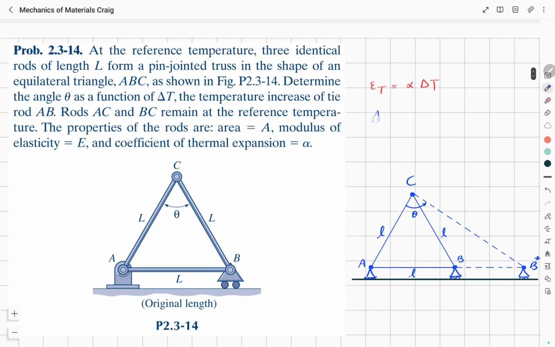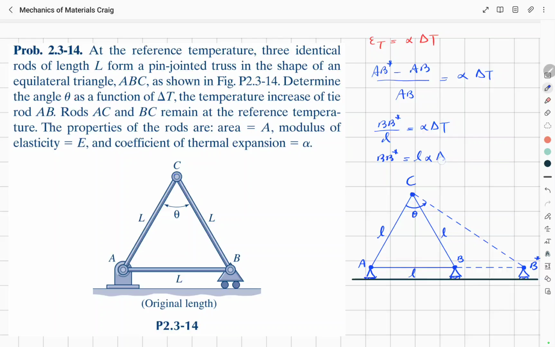So (AB star minus AB) divided by AB is equal to alpha delta T. So BB star would be L alpha delta T.